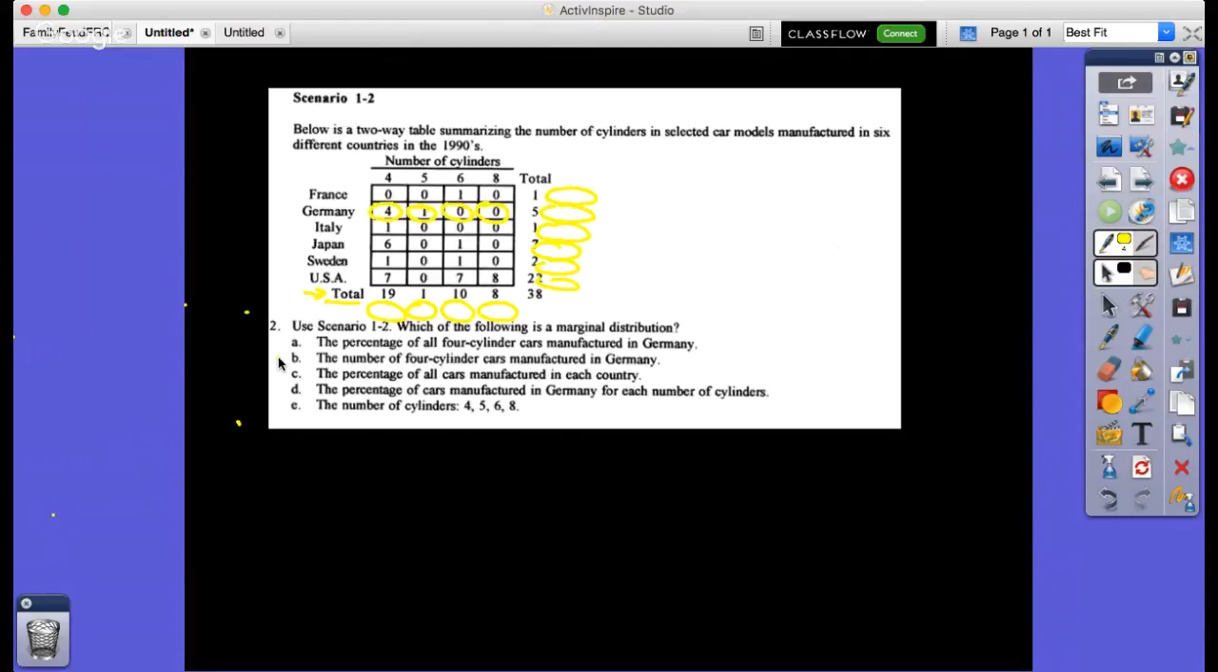So the question is which is different? What would be a marginal distribution? There's no condition on it, right? If this, then this. So which would have no condition on it? E. I would say yeah, the number of cylinders, 4, 5, 6, and 8.